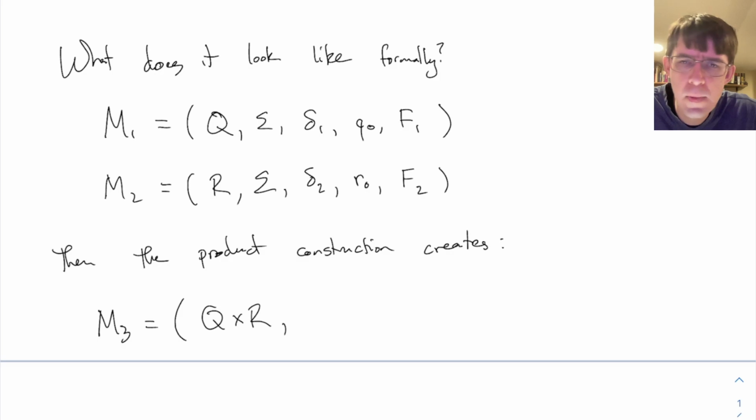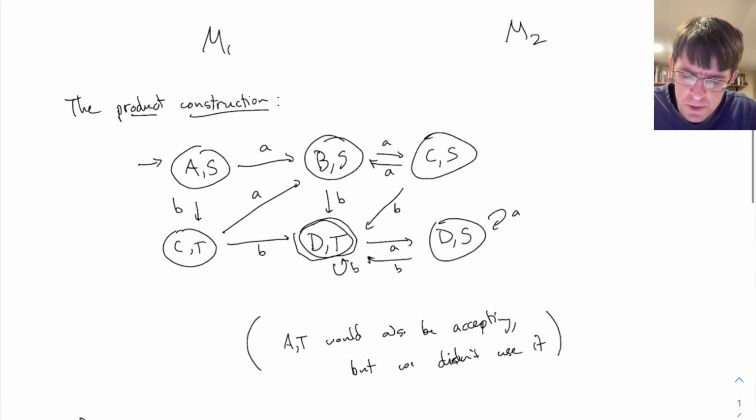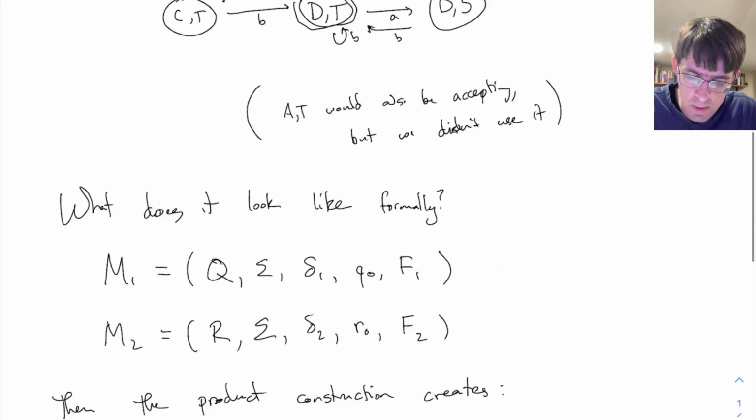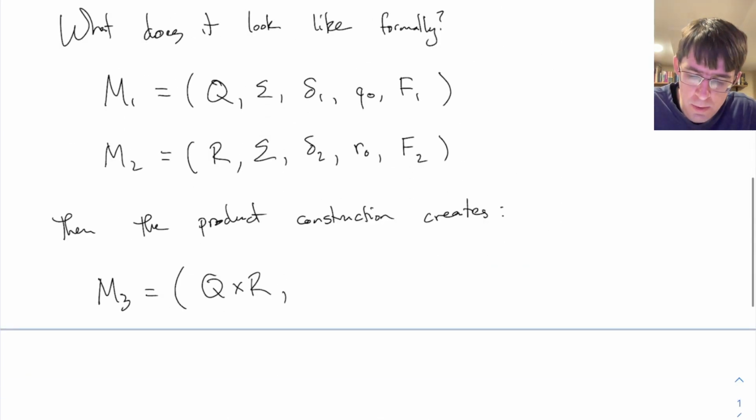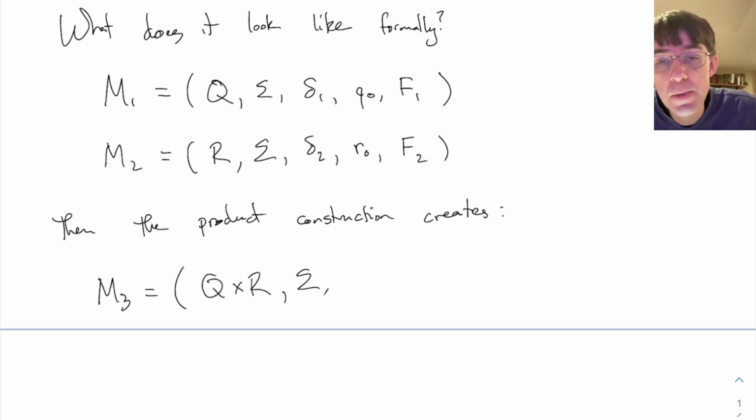Is it the same alphabet? I believe it is the same alphabet. If you just look at the machine here, you will see all the arrows are labeled by A's and B's. So the alphabet of this machine is still A's and B's. Sigma here is still just A's and B's, or whatever the alphabet from the original machines were. That's still the alphabet of the new machine.